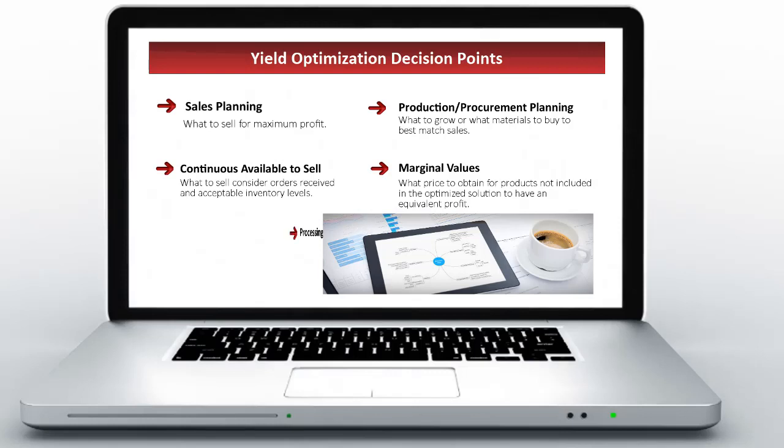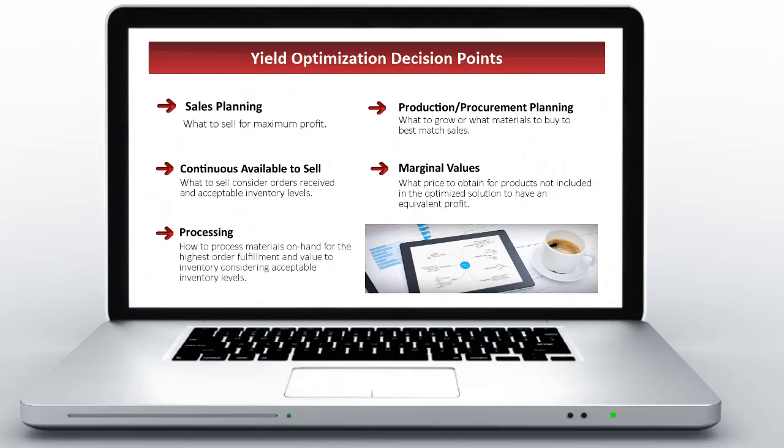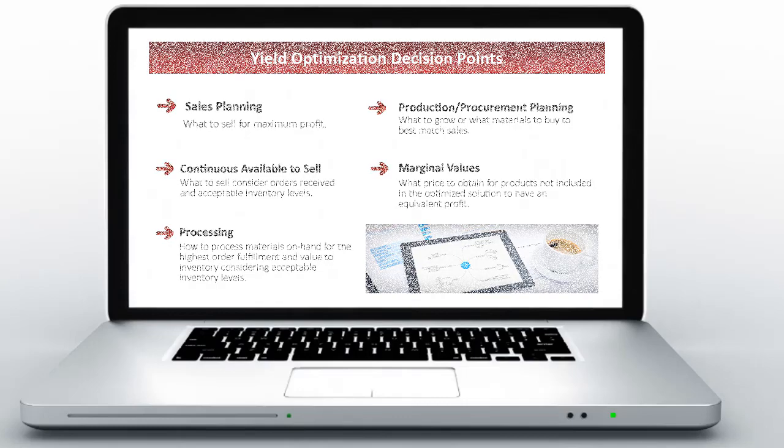Finally, Optimal Yield provides specific processing direction to result in the highest order fulfillment and manufacture the most valuable products to inventory while complying with minimum and maximum inventory levels by product.